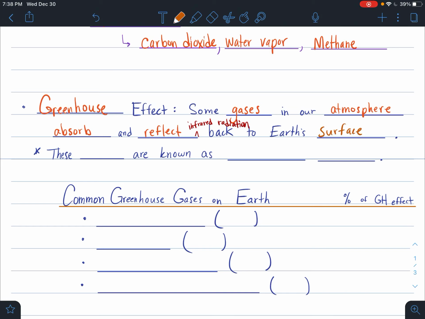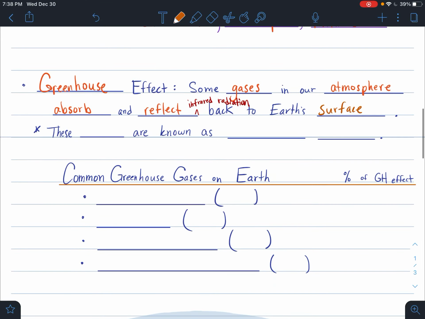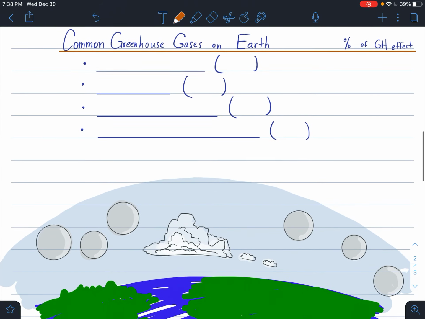All right, so our Earth heats up, and then it gets rid of that heat just like our bodies do when we heat up. But what's crazy is that we have these gases that reflect some of that heat back to us. All right, so these gases that do this job are known as greenhouse gases because they are capable of absorbing and reflecting that infrared radiation. So let's look at, what are the greenhouse gases?